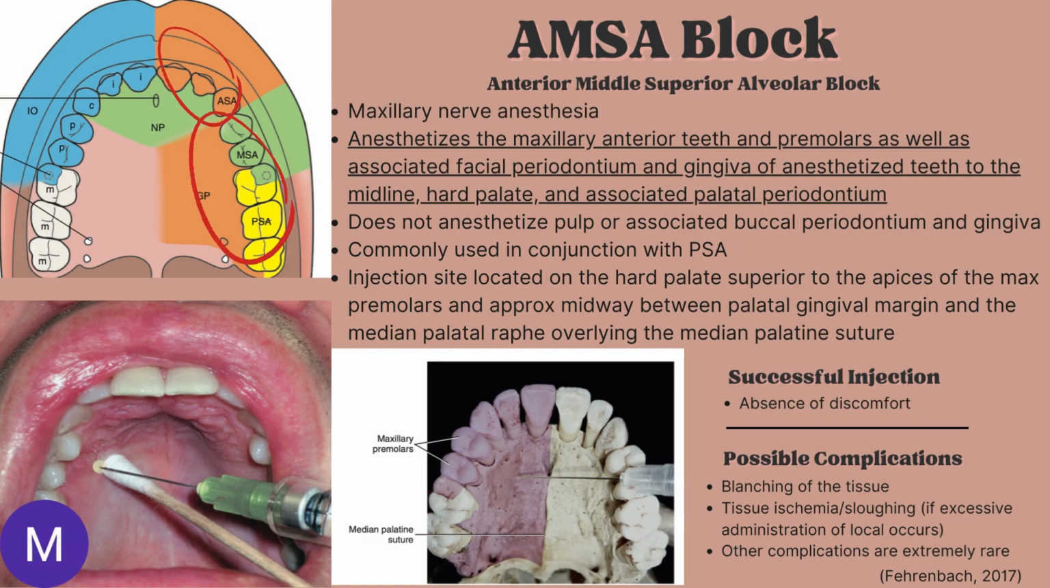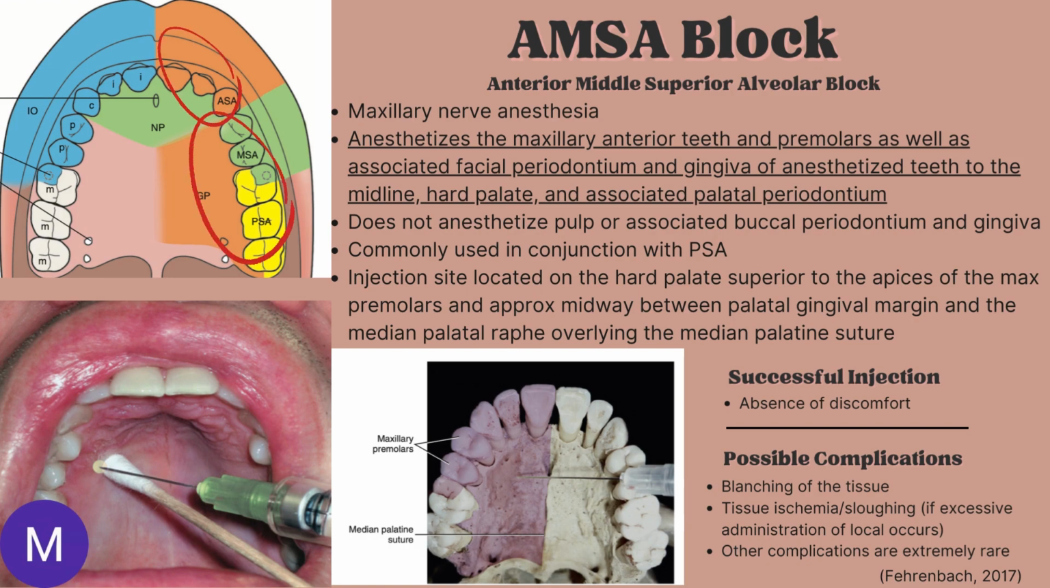Thus, the ipsilateral maxillary molars may have anesthesia of the associated palatal periodontium and gingiva, but do not have pulpal anesthesia or anesthesia of the associated buccal periodontium and gingiva. Additional administration of the PSA block will add this necessary anesthesia coverage to complete the maxillary quadrant anesthesia. Fun fact, this is probably the most used in dentistry for cosmetic procedures.